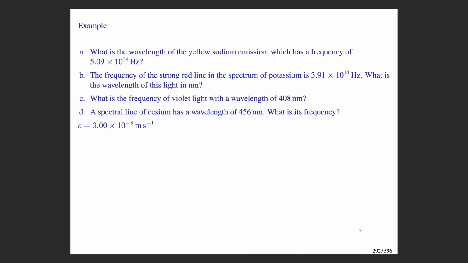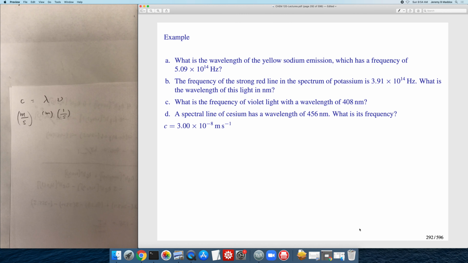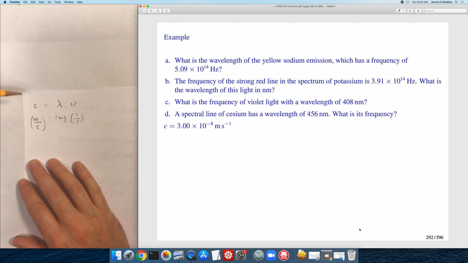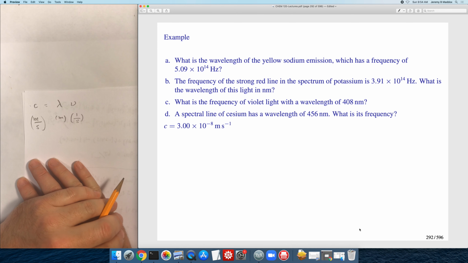So here we're going to be doing some of the problems that you'll need to be able to solve, and they use this relationship here, the speed of light as it relates to the wavelength and the frequency. Here in this first example, we are given the frequency of yellow light, 5.09 times 10 to the 14th hertz.